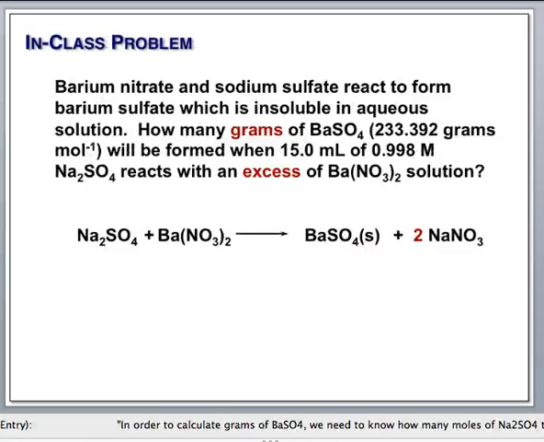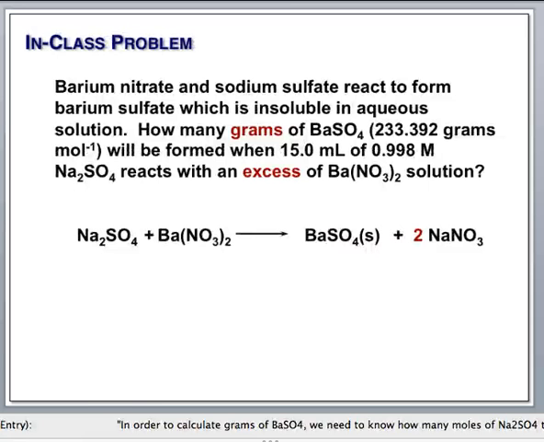We are reacting barium nitrate and sodium sulfate. We know that these are going to react and form barium sulfate, which is very insoluble. It will come falling out of solution as this fluffy white solid. We'll also be left with sodium nitrate in solution.